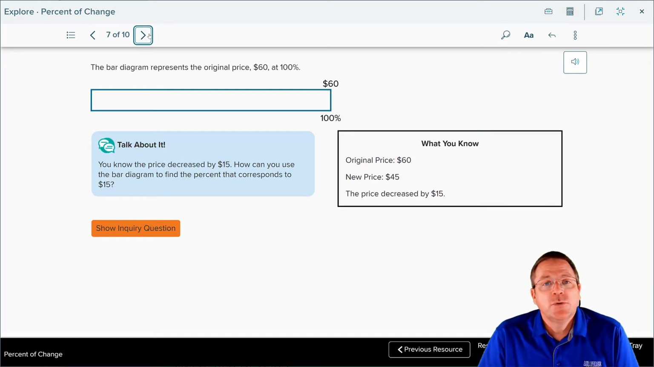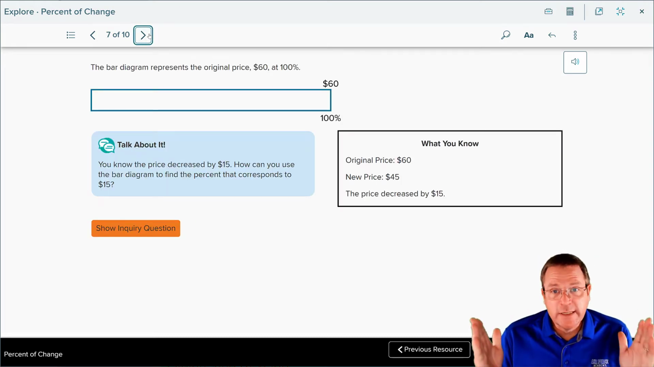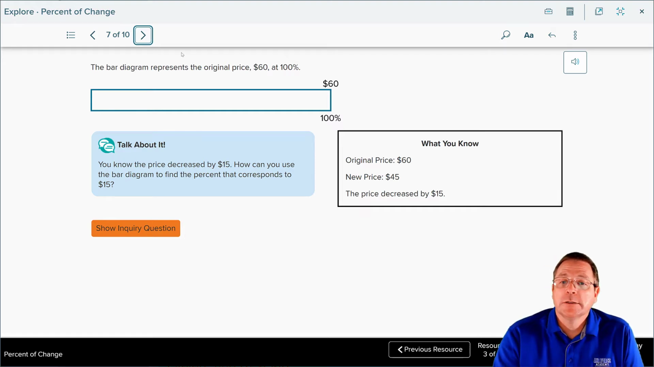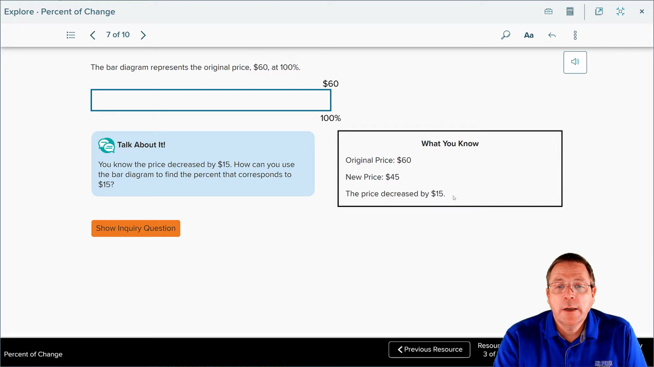With that information, we've got our bar diagram. We know that $60 represents the whole, 100%, the original price. $60 is 100% of the original price. In our what we know box, we have original price is $60. We have the new price is $45, and the fact that the price decreased by $15. So how are we going to break it down from there?